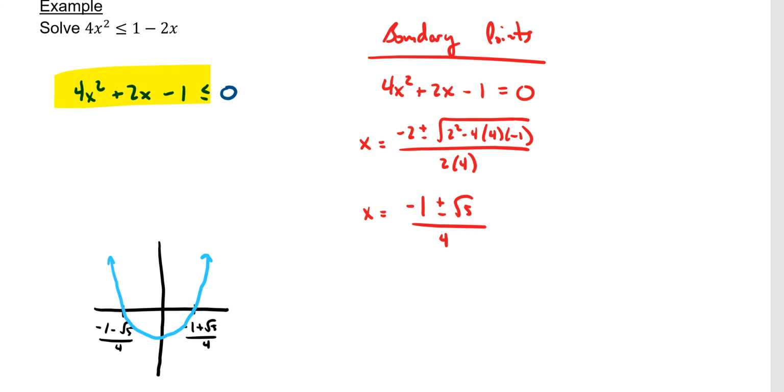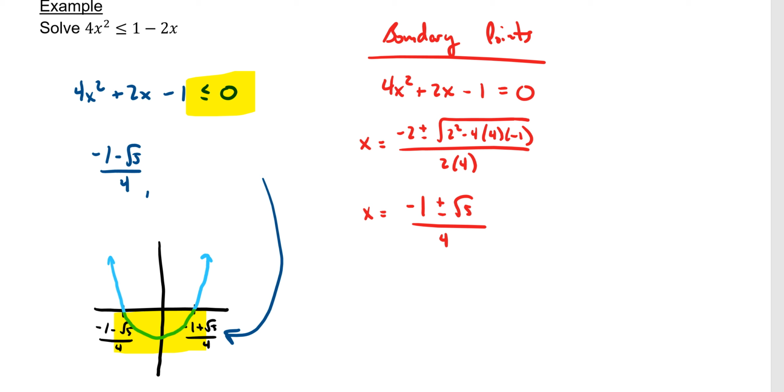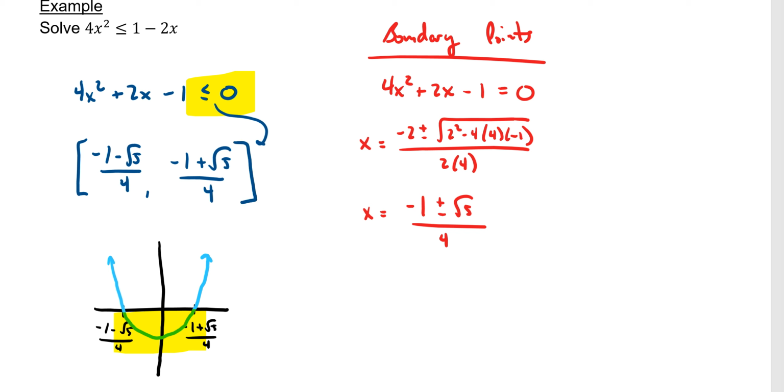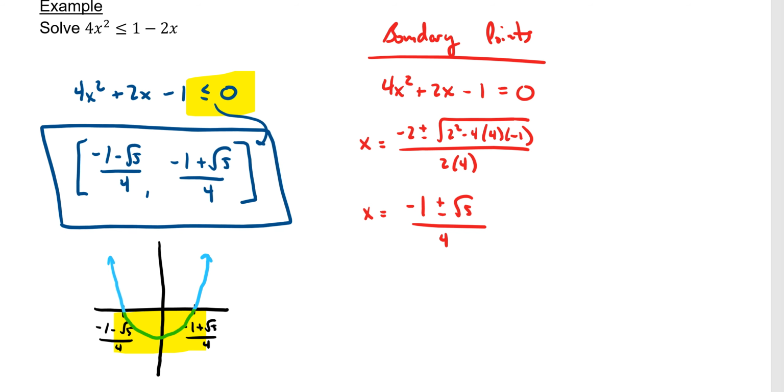Now we can go ahead and look at the graph to help us answer this inequality. We want to know, when is this less than or equal to 0? Less than or equal to is below the x-axis or equal to the x-axis. So that's going to be this interval right down here. And that means our interval in interval notation is just going to be between these two values. Negative 1 minus radical 5 over 4, comma, negative 1 plus radical 5 over 4. And since this is an or equal to, we put a bracket on both of them to include it, and then it is done.